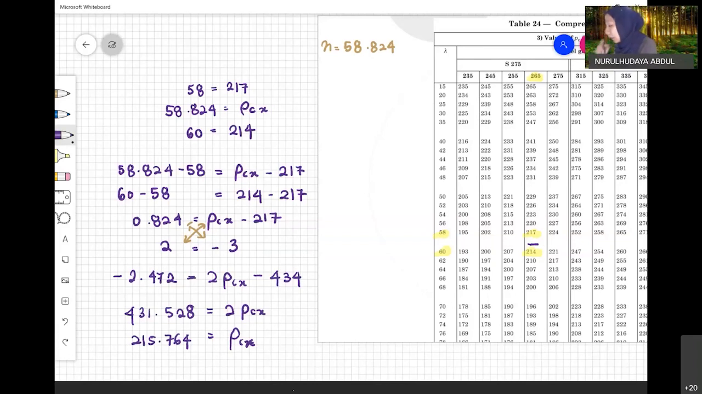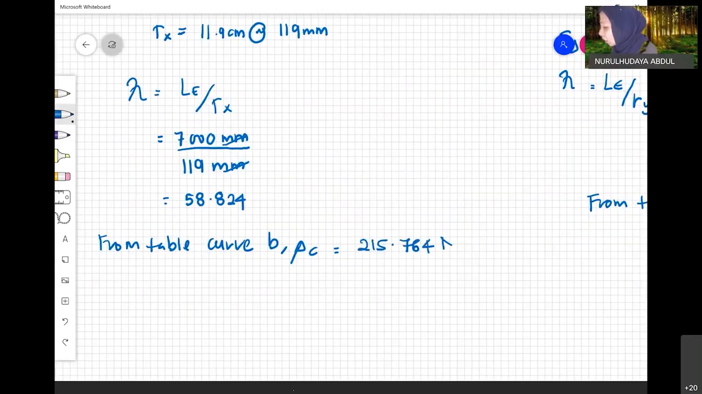You can check here. The number must be in between 214 and 217. If you see the number is outside this range, maybe there is some typing error or miscalculation. The unit is Newton over mm square.